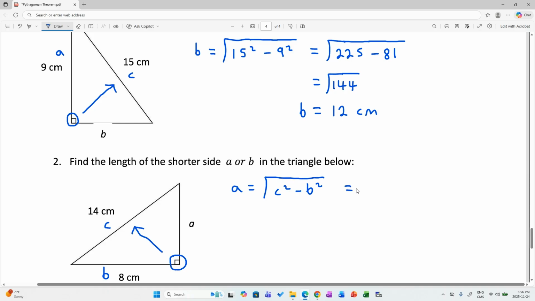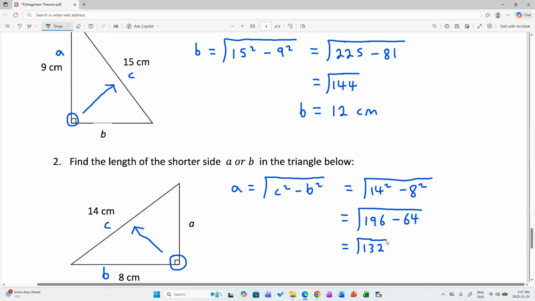And in this case, C is going to be 14. So I have 14 here squared, and B is going to be 8. So instead of writing B squared, I'm going to write 8 squared. So I have the square root of 14 squared minus 8 squared. Now, 14 squared is going to be 196. And then 8 squared is going to be 64, right? So now I'm going to take 196 and subtract 64, which in this case, I would actually get the square root of 132.